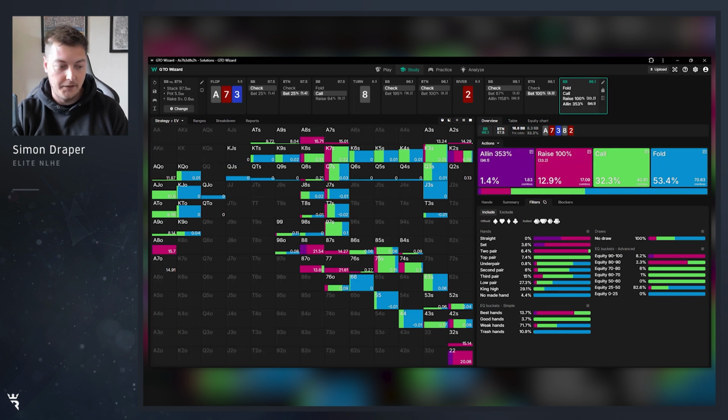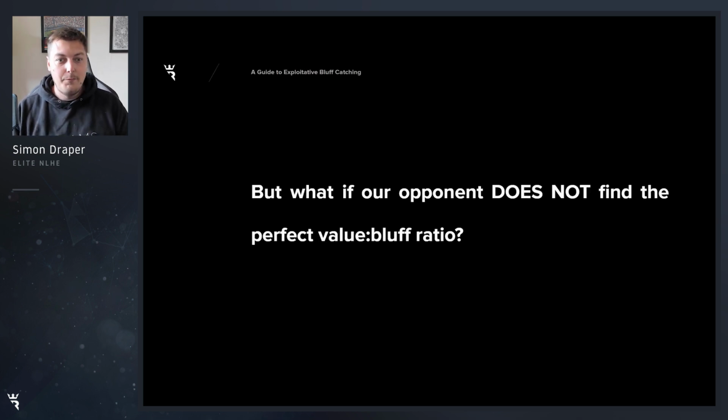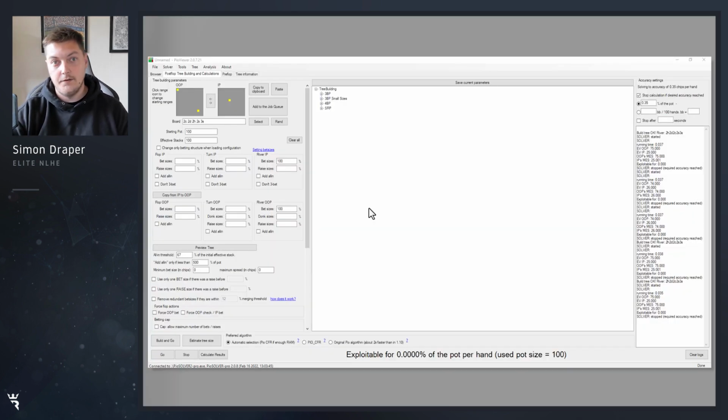Okay, the issue is, if we go back to our nice presentation, what if our opponent does not find the perfect value to bluff ratio like the solver? Okay, what if they bet the pot on the river and their range does not contain 2 value combos for every 1 bluff combo? What do we do then? And if we plug this into a solver, how would it adjust? Let's find out.